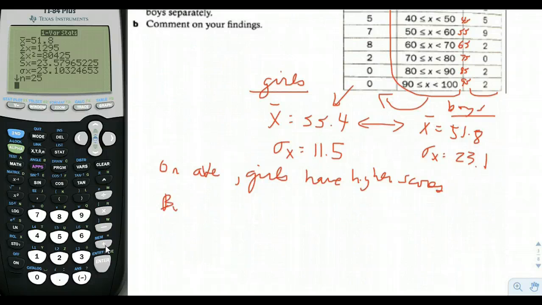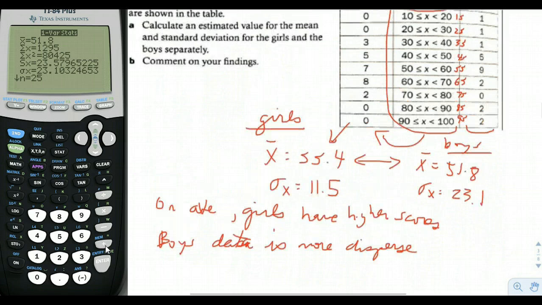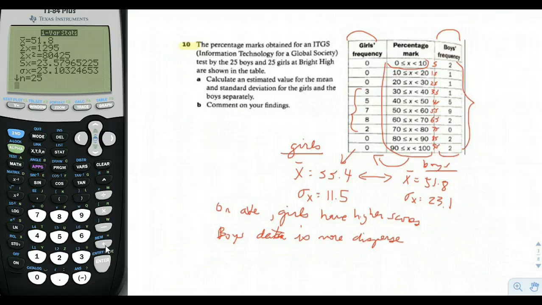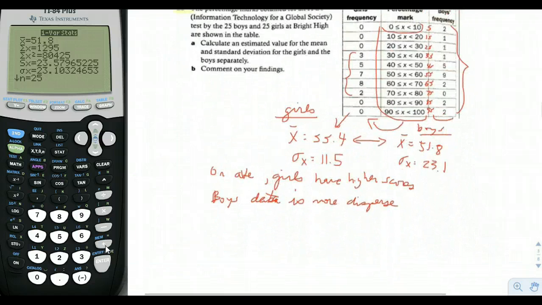But the boys' data is more dispersed, right? Because its standard deviation is 23 for the boys, and the girls' data is only 11.5. So the boys' data is more widely distributed, and you can kind of see that it ranges from 0 to 100, whereas the girls' is more concentrated here in the middle from 30 to 80. Okay, so that's it for page 3.